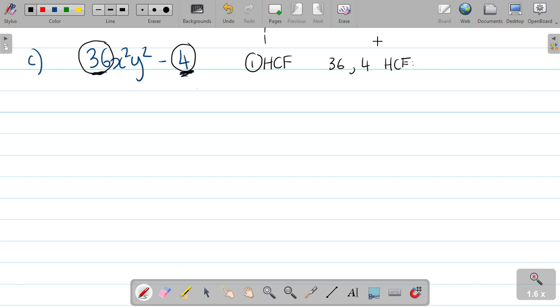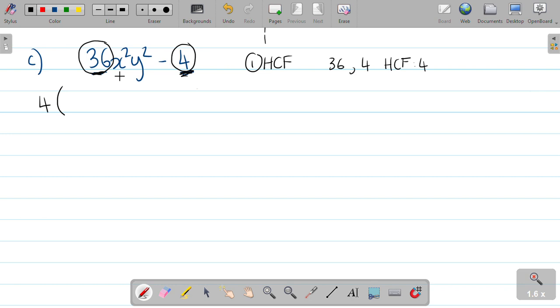That shouldn't be there, sorry. The HCF, let me just put that there. The HCF is 4, because 4 goes into 4 and 4 goes into 36. So you're going to say the HCF is going to be 4. And then, is there a highest common factor with my variables? No, there's not. There's not x and y's with this term. So 4 is the highest common factor.